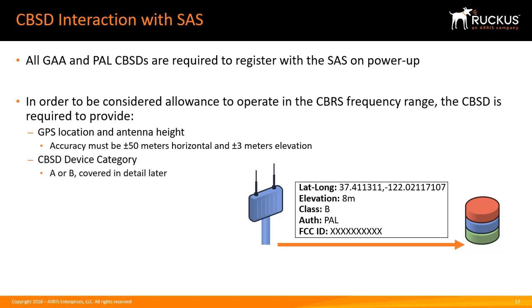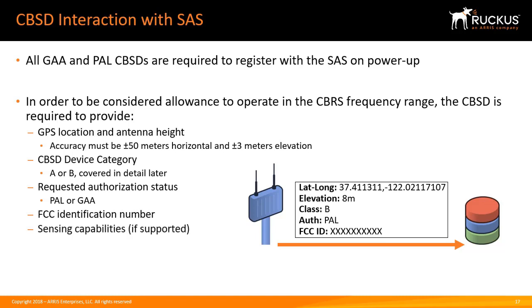The device must indicate its device category. This will be either A or B, and based on the category, must operate with the conditions that were previously discussed. They must provide the requested authorization status of PAL or GAA, and PAL devices will be required to provide information that authenticates their PAL status. The FCC identification number, which informs the SAS the device is confirmed to operate within FCC-specified technical standards, as well as any sensing capabilities if supported to assist in ESC functions. Other additional information is also provided but is beyond the scope of this presentation.